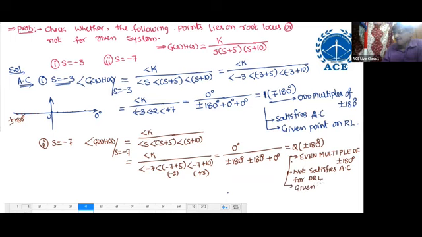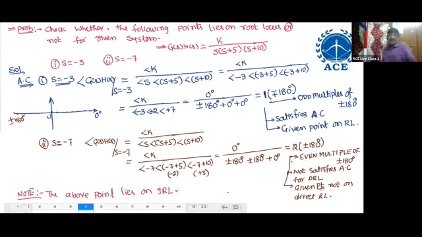RL means root locus, but we can write the note: the above point lies on the inverse root locus.